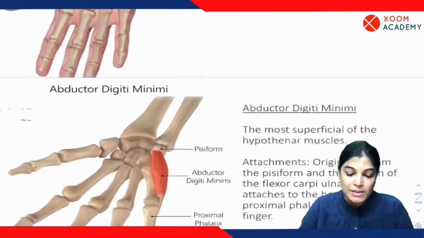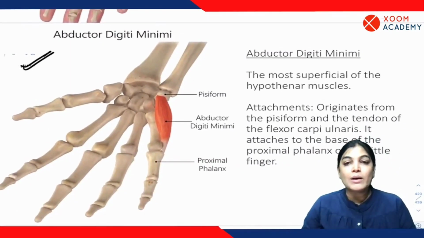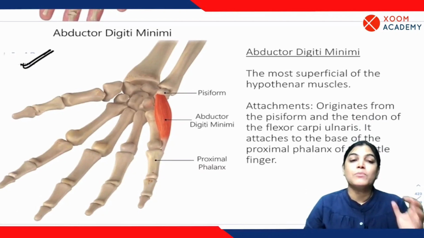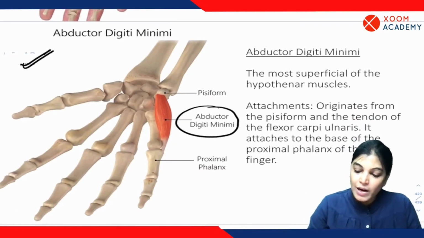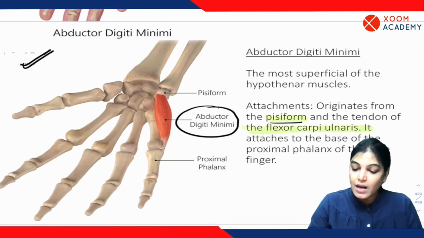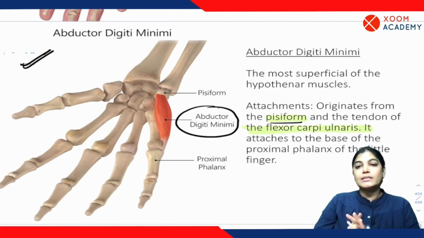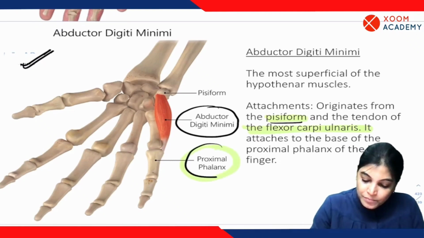Let's move on to the second muscle in this category, abductor digiti minimi. It is the most superficial muscle in the hypothenar region. It attaches to the pisiform, the medial carpal bone, and actually it gets its origin from the tendon of the flexor carpi ulnaris, and it attaches to the proximal phalanx of the little finger.